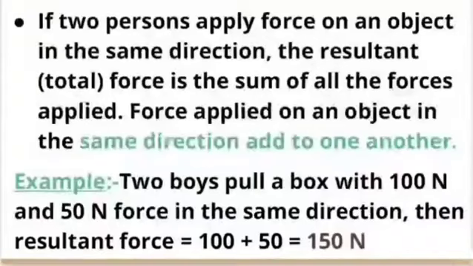For example, consider two boys pull a box with 100 Newton and 50 Newton force in the same direction. Then in this case, the resultant force, meaning the total force, is the sum of these two forces, 100 plus 50, 150 Newton. The resultant force will be 150 Newton.